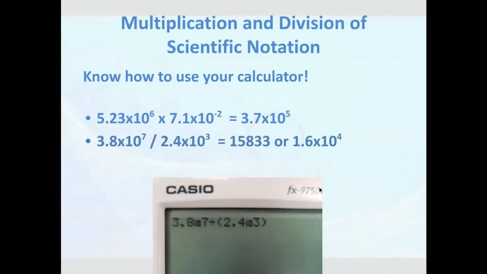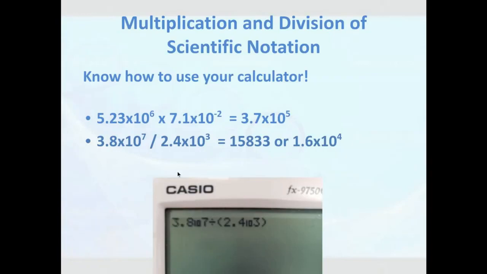So try a couple of these and make sure you have them correct. So again, 5.23, shift that exponent, 6, times 7.1, shift that exponent button, a negative 2, and you should get 3.7 times 10 to the 5th.